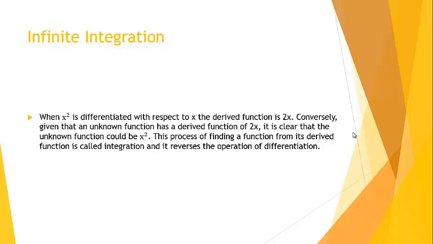So we know that when x squared is differentiated with respect to x, we get 2x. And as a reverse operation, what if we need to find out the inverse? Say the derived function is 2x and we need to find out the unknown function which gives us 2x when it is derived with respect to x. So this process of finding a function from its derived function is called integration.